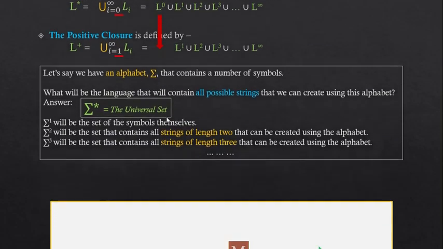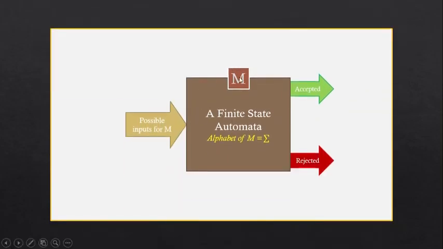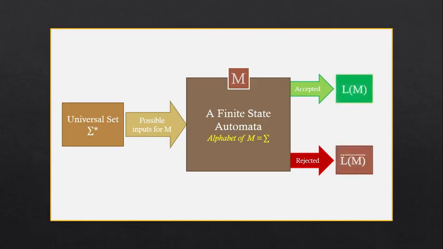So to summarize, let's say we have a finite state machine called M, which has an alphabet called sigma. The possible inputs for M is going to be every member of the universal set, that is sigma star. The accepted strings will form the language called L of M, and the rejected strings will form the language that is the complement of L of M.